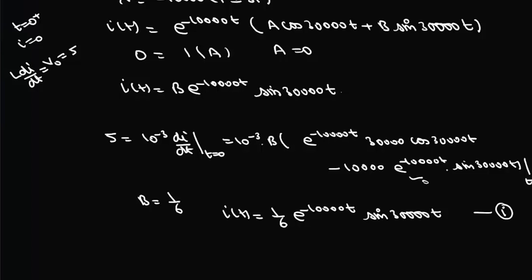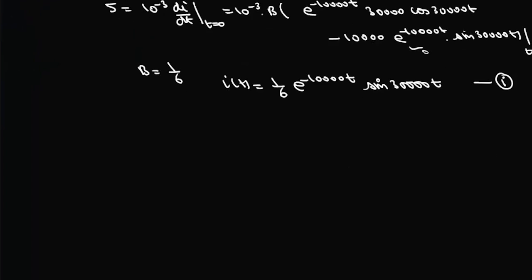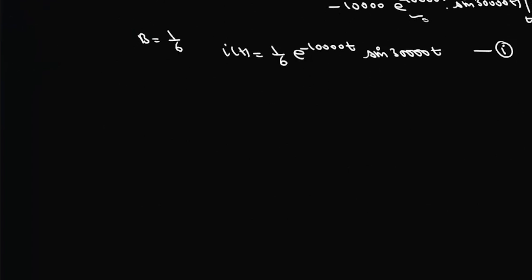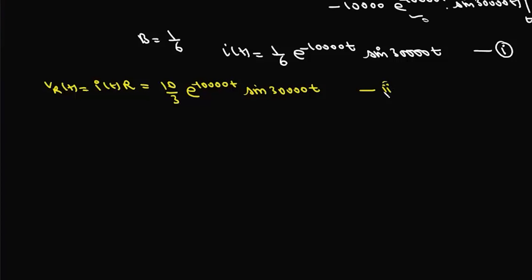Now we'll find voltage across resistor, inductor and capacitor. Now VR is pretty simple. VR as a function of time is simply IR, and the value of resistance in this case is 20. So there will be 20 by 6, so it is 10 by 3 e to the power minus 10,000 t sine 30,000 t, and that's our second result.